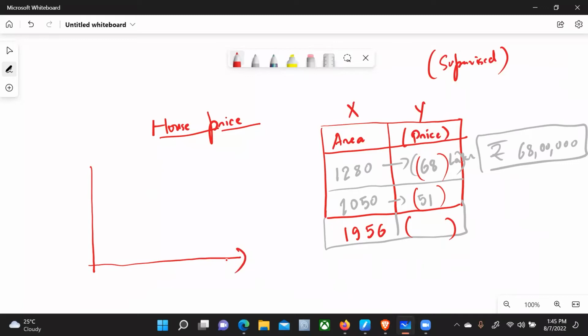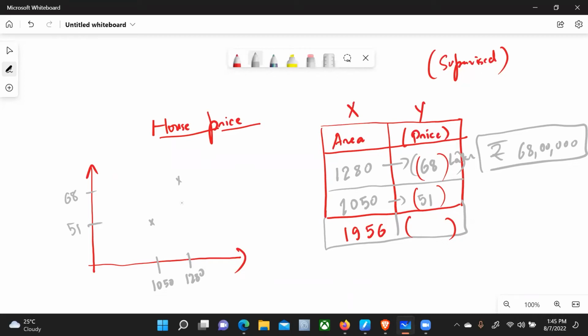Let's plot them on our chart here and try to see what we can get. So let's say for 1050, this is less than 1050 square feet, you have something called 51, right? Okay, let's say this is a 51. And for 1280 square feet, something like 68 lakhs is there, right? I know this is not up to scale and everything.